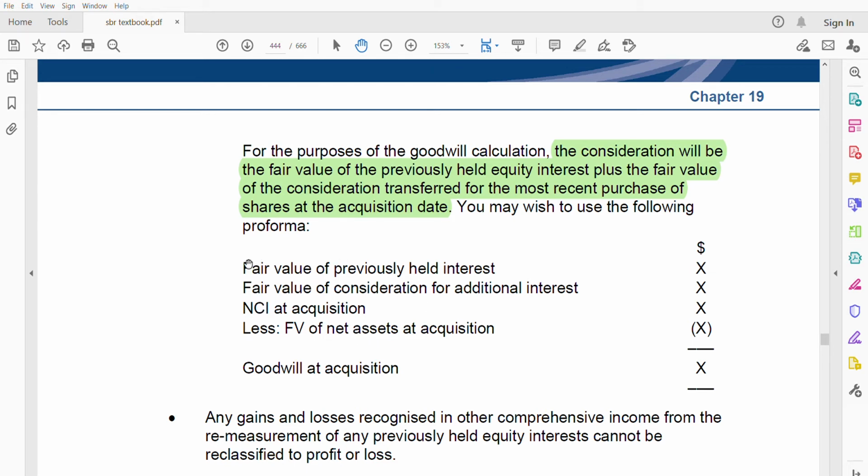So this thing has changed. When you're acquiring it the first time, this thing is not there. It is just the fair value of consideration plus fair value of NCI minus fair value of net assets. But this time this is added here. This happens when it's a step acquisition. Okay, the second time you're buying.